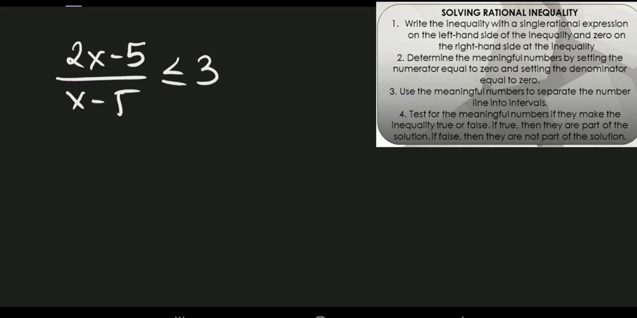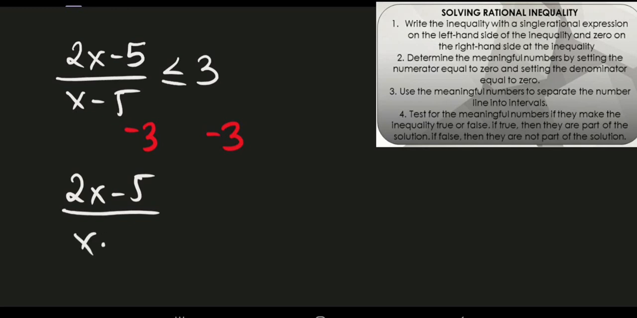So for step number 1 again, we need to make sure that we have the left hand side as a single term and the right hand side of the inequality as 0. Obviously we have the right hand side as 3, so we need to change this one. We need to put 0 on the right side. So we need to move this value, which means subtracting 3 from both sides. Therefore, we have 2x minus 5 over x minus 5 minus 3 is less than or equal to 0.